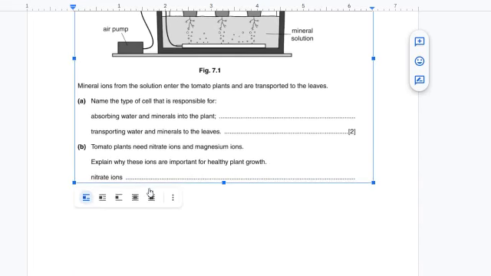Last question is, the tomato plants need nitrate ions and magnesium ions. Explain why these ions are important for healthy plant growth. Because nitrate ions help in protein synthesis, whereas the magnesium ions are helpful to give green color to the plant.